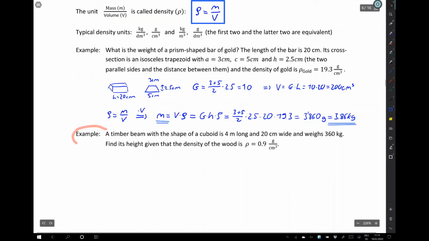Have a look at the next example and try to solve it on your own before you look at my solution, so stop the film now.